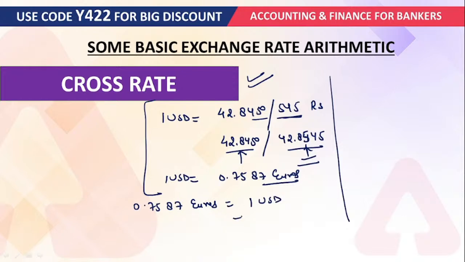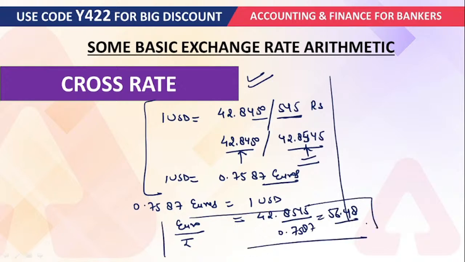$1, okay, and $1 would be equal to 42.8545, right? So from here the relationship between euros and rupees would be that 0.7587 euros is equal to 42.8545 rupees, which gives 56.48. So that would be your answer. Okay, I hope now it is understandable for everyone.